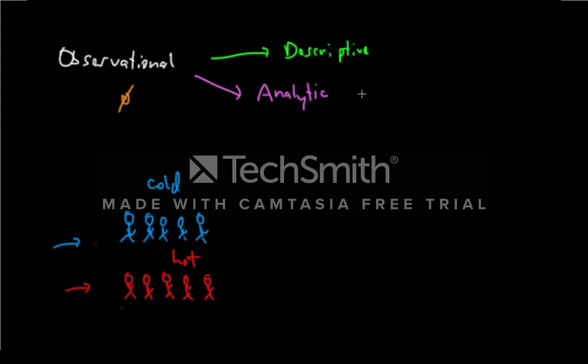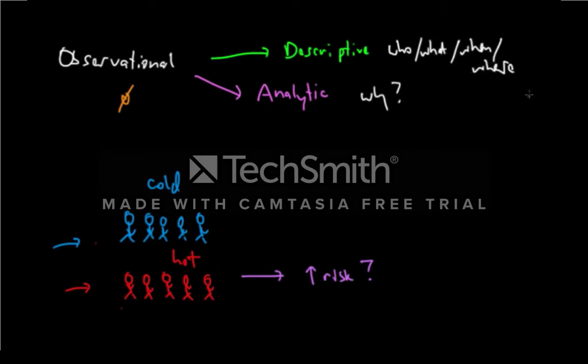So an analytic study, for example, is going to answer the question, why? So if we were to take this population of people who live in hot climates and do an analytic study, we might ask the question, why is there an increased risk of, say, lung cancer in this population that lives in hot weather? And when we do our study, we're looking for the reason why this population has an increased risk of lung cancer. A descriptive study, on the other hand, asks a different set of questions. It looks at who, what, when, and sometimes even where.